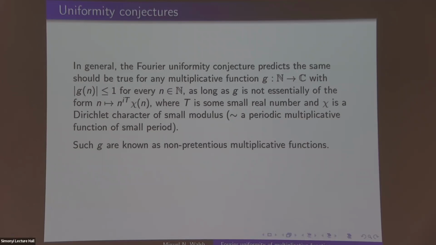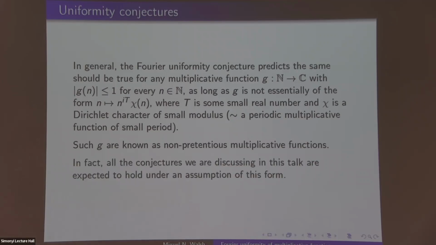But as long as you are not very close to these functions, then indeed any multiplicative function that is non-pretentious should have the previous expression go to 0 in the same way as the Liouville function. And indeed, in fact, all the conjectures that we are discussing in this talk are expected to hold under an assumption of this form. Well, except the Riemann hypothesis, but the Sarnak, Chowla, uniformity conjectures should hold for any non-pretentious multiplicative function. So this is one generality, and there's a further generality for the uniformity conjectures.